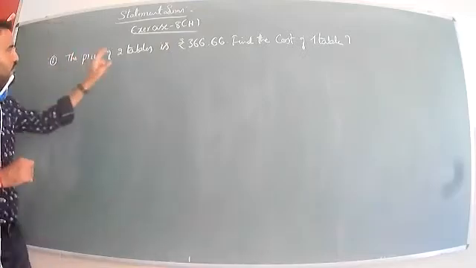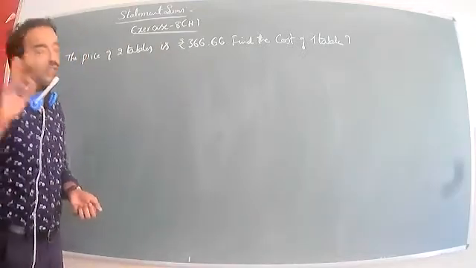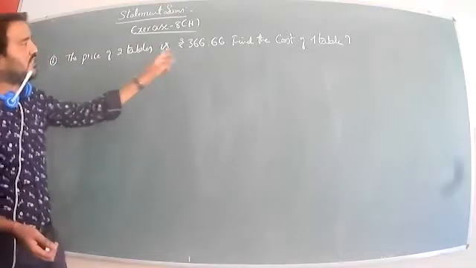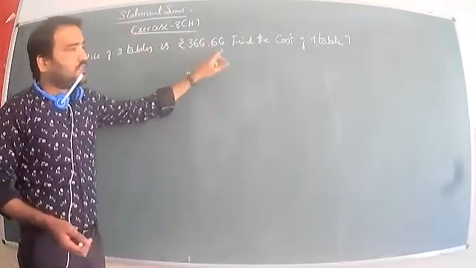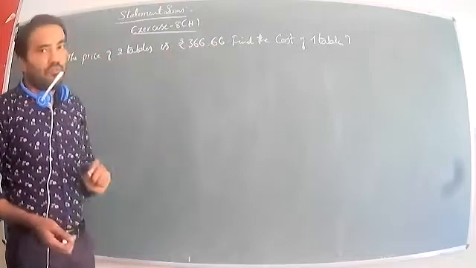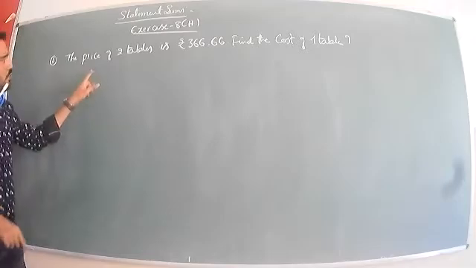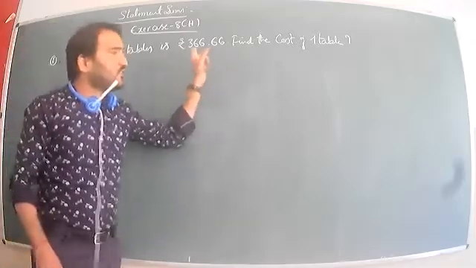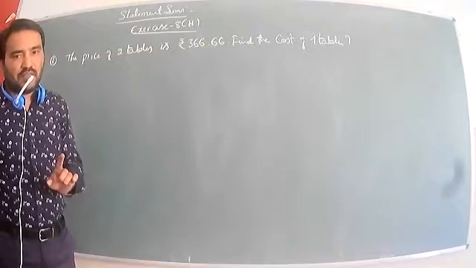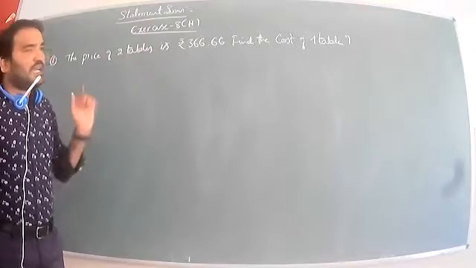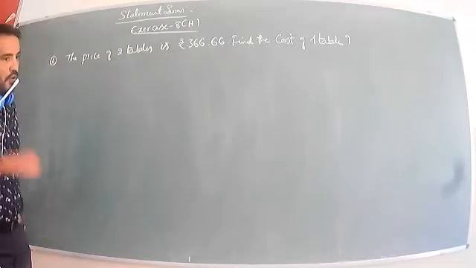The price of two tables is 366 rupees 66 paisa. Find the cost of one table. So I already told you, we can find out the cost of one item. Here two tables cost 366 rupees 66 paisa. Find the cost of one table. So we can use division. Okay, let me use the long division method.